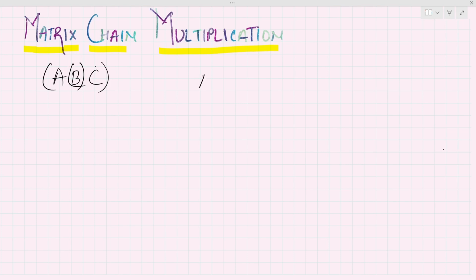Let's take an example. We have A, B and C. Let's say the A matrix is 1 by 2, the B matrix is 2 by 3 and the C matrix is 3 by 4. First of all we have to understand how many arrangements are possible. In this case, two arrangements are possible when we have three matrices.